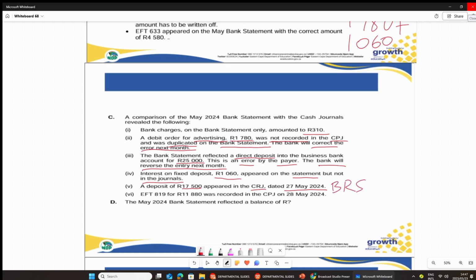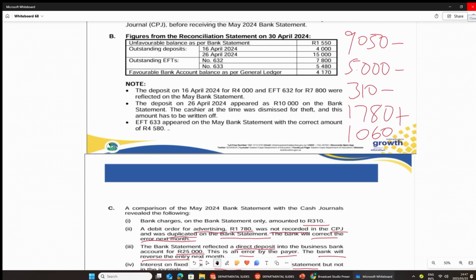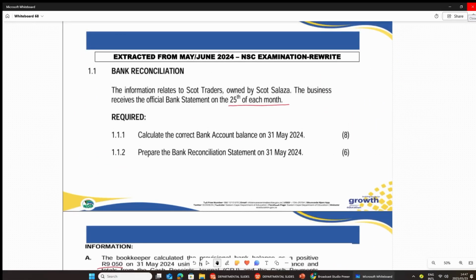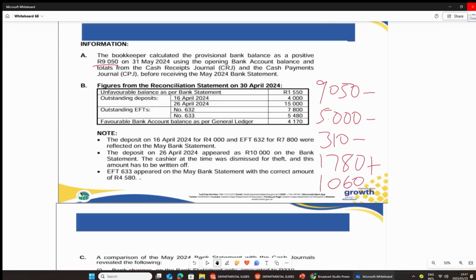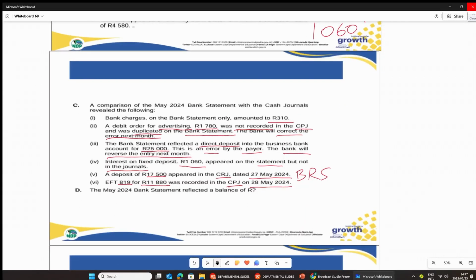And then the last one, EFT 819411880 was recorded in the CPJ, but again, just like the previous one, on the 28th of May, because of this timing issue at the top, this second figure will now become an outstanding EFT. And then the last one, very important, it states here, the May bank statement reflected a balance of R question mark. That will then be your balancing figure.